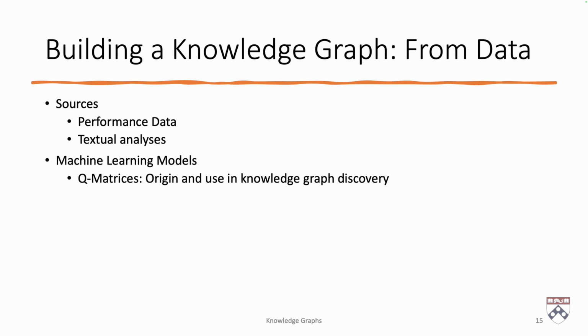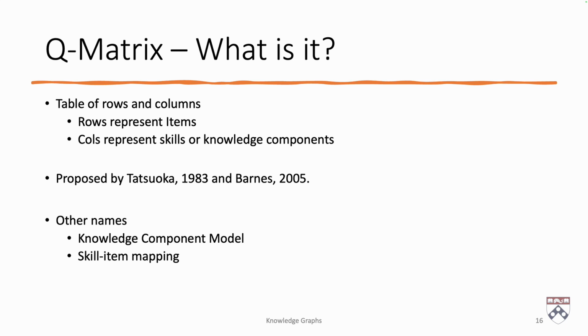And the technique I'm going to talk about is the learning of a Q matrix or Q matrices from student performance data. Now, what's a Q matrix? You may ask. Well, I'm sure you hear and you can see the word matrix in there. So clearly, it's making reference to a data structure that is made up of rows and columns. The rows represent items or questions, and the columns represent the skills or knowledge components that are associated with the item or the question.